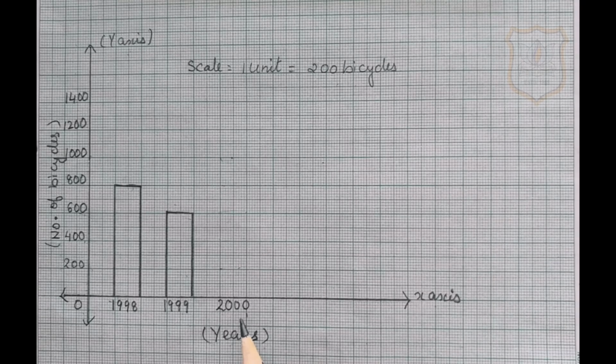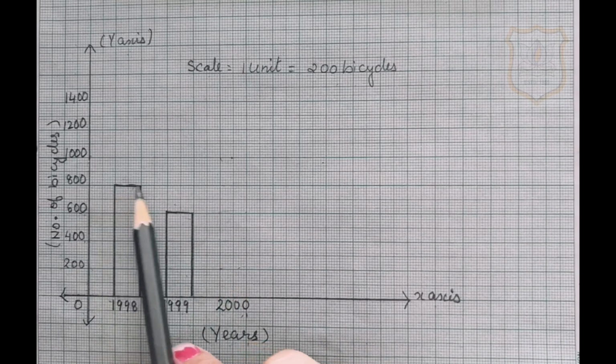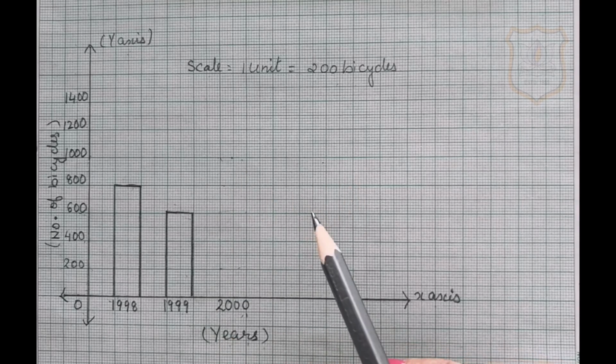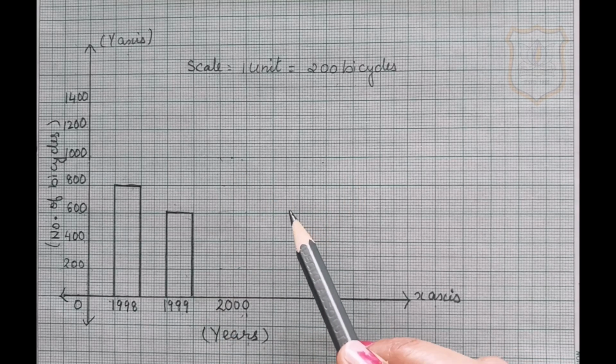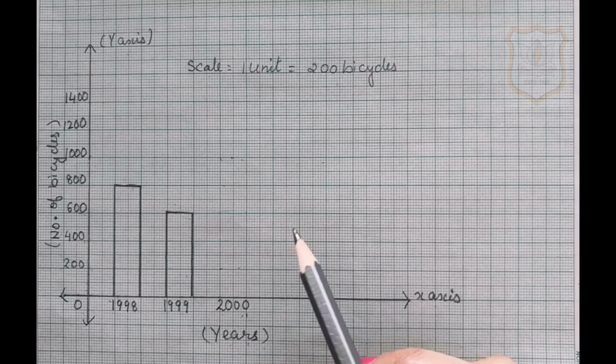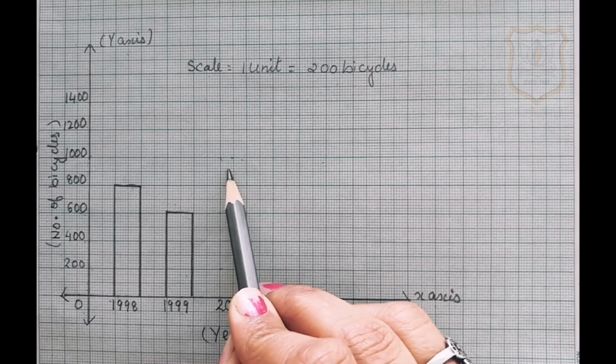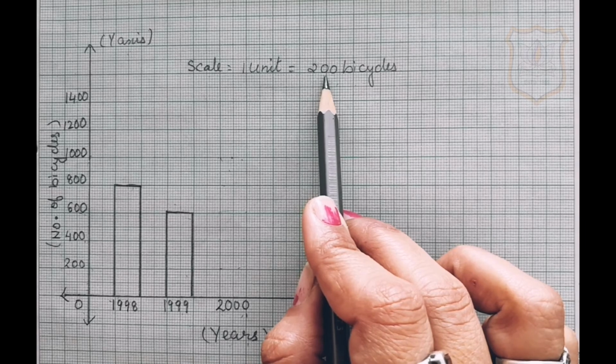Now students, in the year 2000, 900 bicycles were manufactured. So here you can see that this much is 800 and this much is 1000. But in the year 2000, 900 bicycles were manufactured. So it will come here. This one box will represent 200 bicycles.